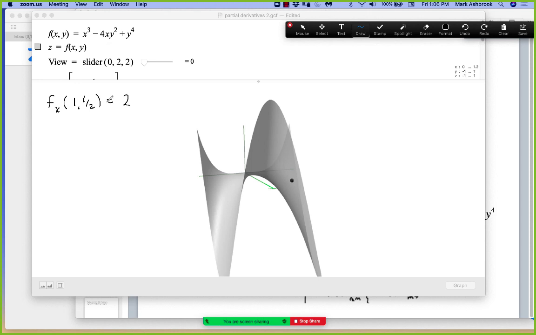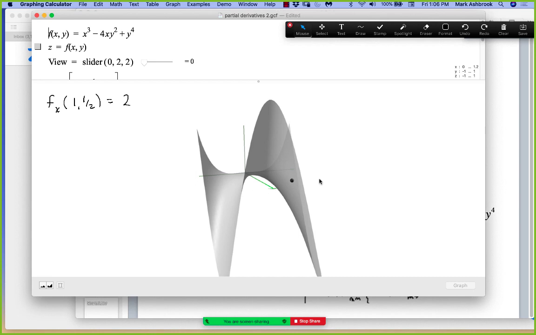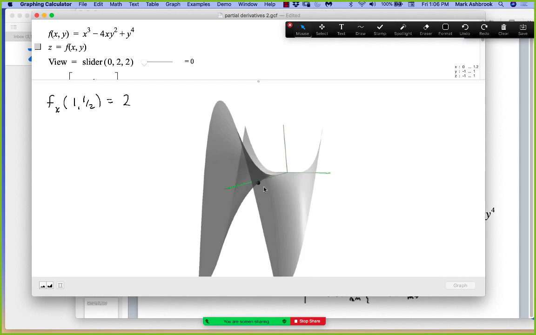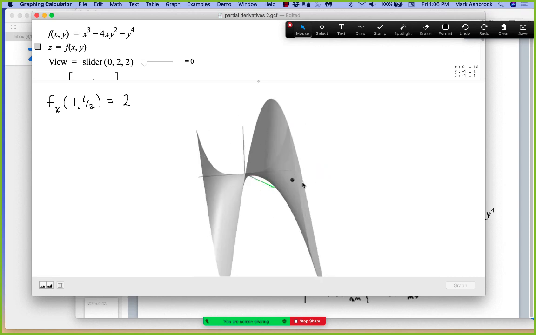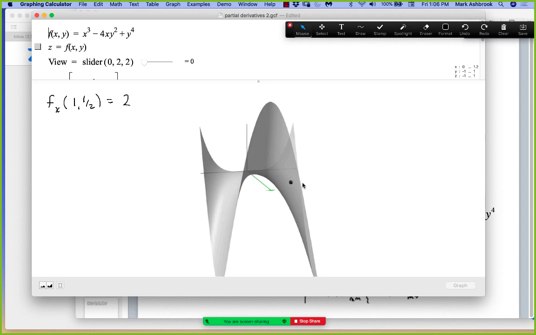And so what does that mean? It means for a change in x, if the rate of change is positive, then what does that mean for z? How z changes at the point (1, 1/2). z changes by 2 dx. Yeah. And so will z increase or decrease? Increase, right? And so let's see that happening.